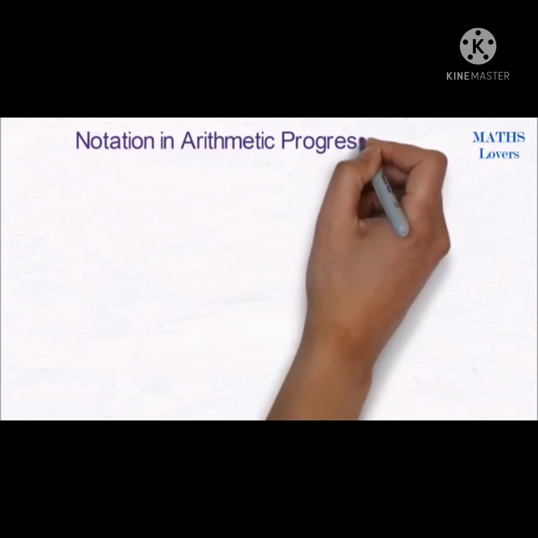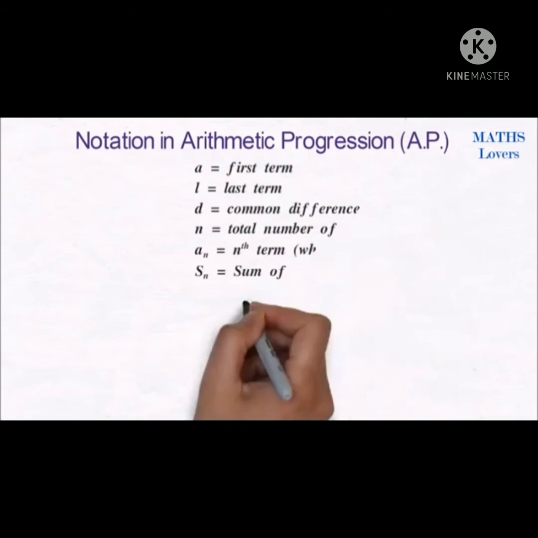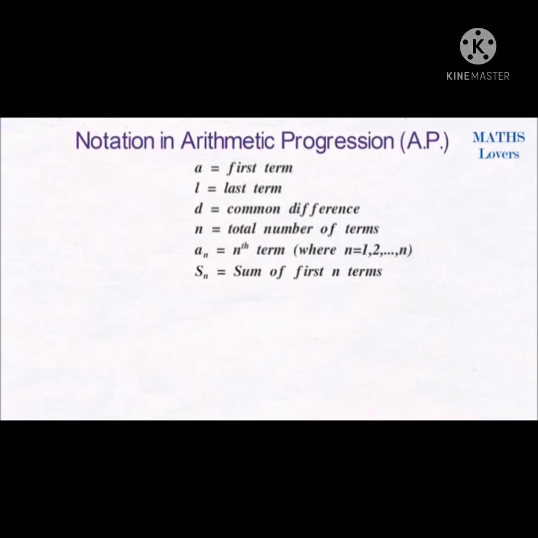Here are some notations used in AP. The first term is represented by A, the last term by L, the common difference by D, the total number of terms by N, the nth term by An. For example, the second term will be A2, the third term will be A3, and so on. And the sum of the first n terms by Sn.